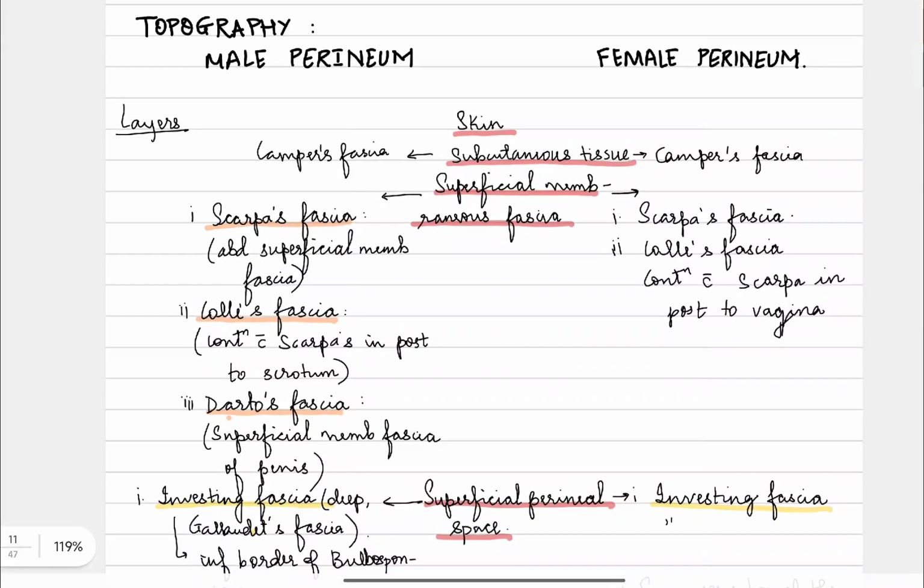In the topography of the male perineum and female perineum, now we would study various layers. Skin is present, then subcutaneous tissue. In males there is Camper's fascia, and in females also there is Camper's fascia. Next is the superficial membranous fascia. In the superficial membranous fascia there is Scarpa's fascia, the abdominal superficial membrane.